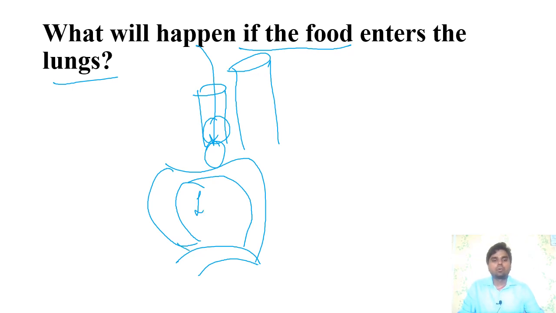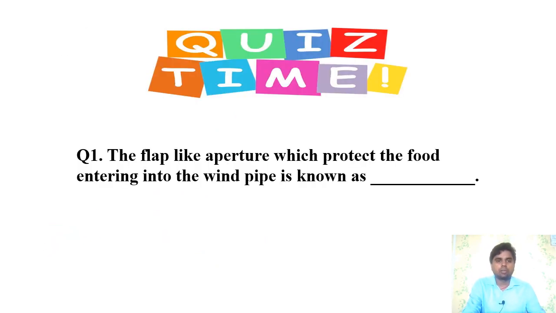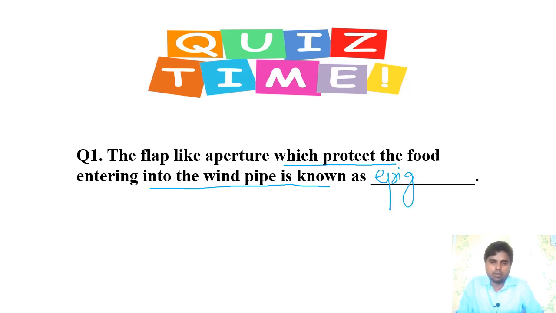Okay, so what will happen, student? Yes, if the food enters the lungs, there will be death of the person. Okay, so the flap-like aperture which protects the food from entering into the windpipe is known as, yes student, who will tell me what it is known as? The flap-like aperture. Yes, it is known as epiglottis.